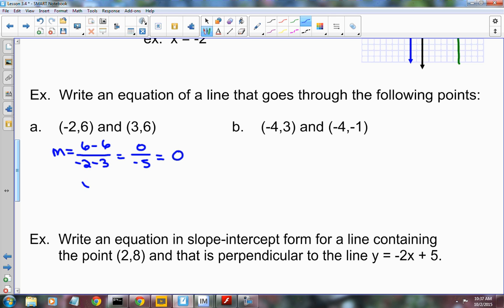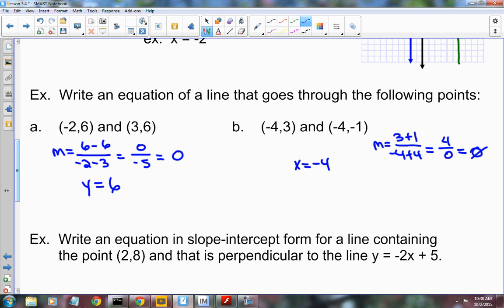And what's it going to go through? 6. Anytime you have 2 points and both the y coordinates are the same, it's going to be y equals whatever that number is. What do you think this one's going to be? x equals negative 4, because if I found the slope of this one, I would do 3 minus a negative 1 over negative 4 minus a negative 4. That is 4 over 0. That's an undefined slope, which means it's a vertical line and it goes through the x-axis at negative 4.